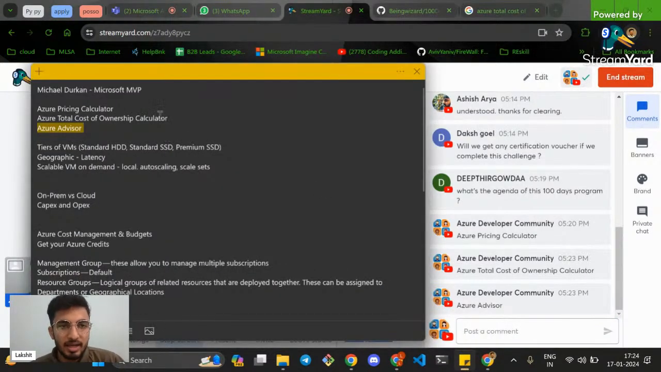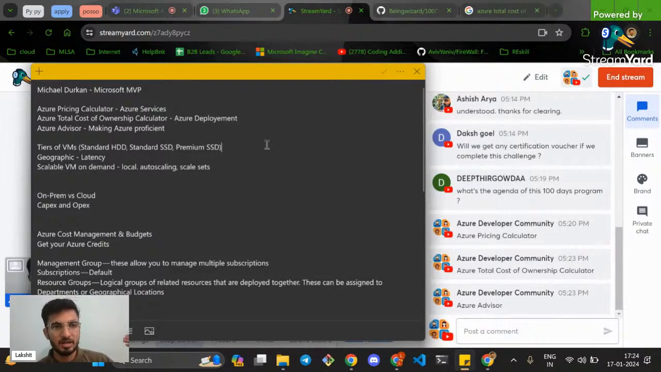So again, if I have to summarize it, this is for Azure services, and this is for Azure deployment. This is for making Azure, I'll say, proficient. So this is how Azure Advisor typically works.